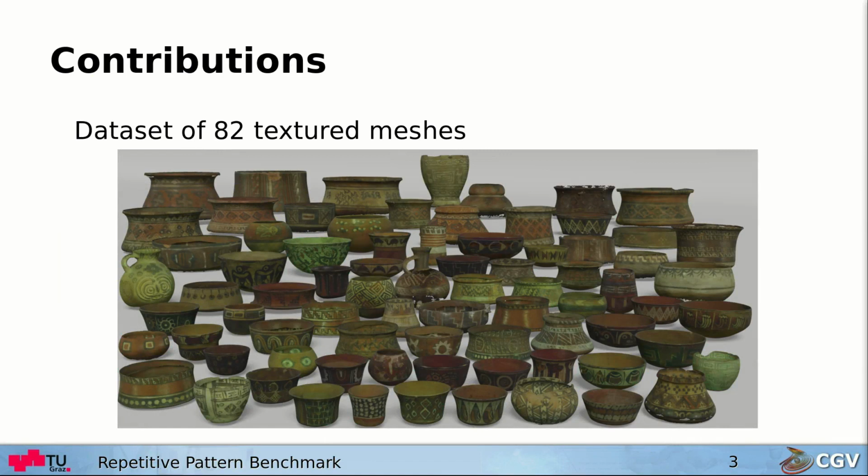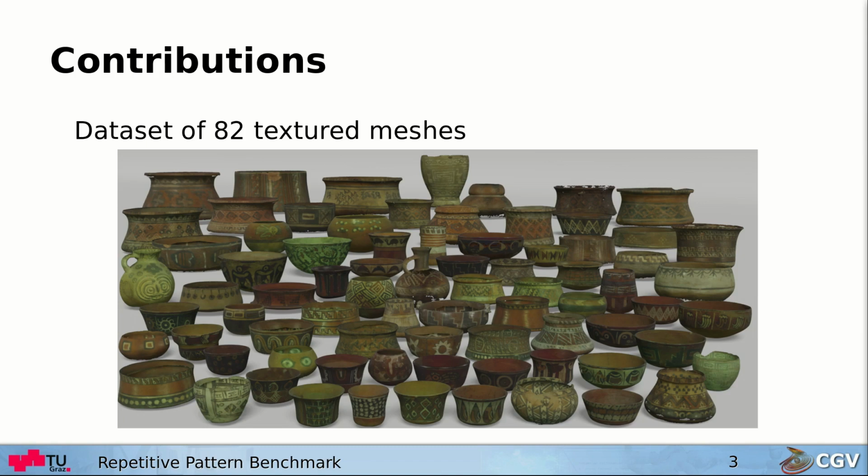Hence, the main contributions of our paper are the following. First and foremost, the annotated dataset of 82 textured meshes with repetitive surface patterns. These surface patterns were labeled manually by archaeologists who identified clearly definable pattern classes. In total, we are looking at 102 distinct similarity classes with a total of more than 2,500 individual occurrences.